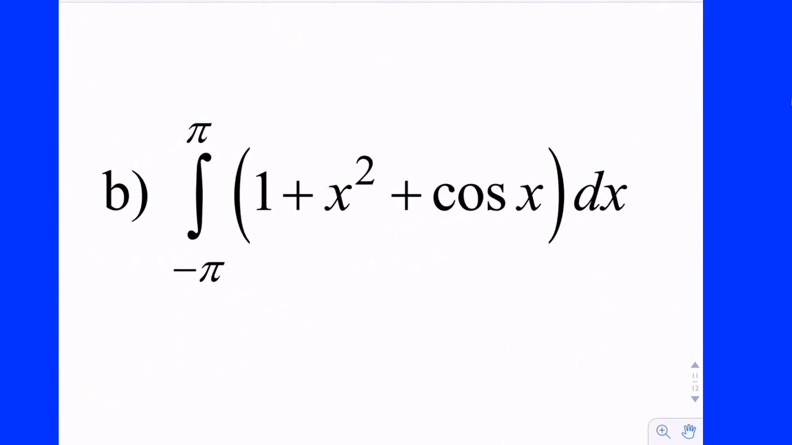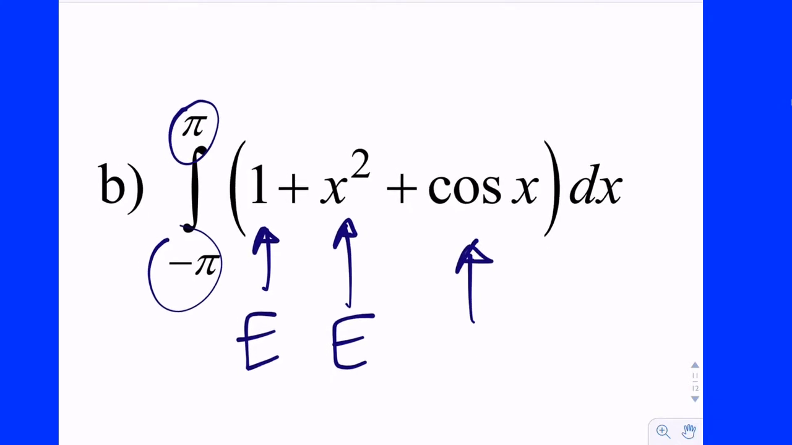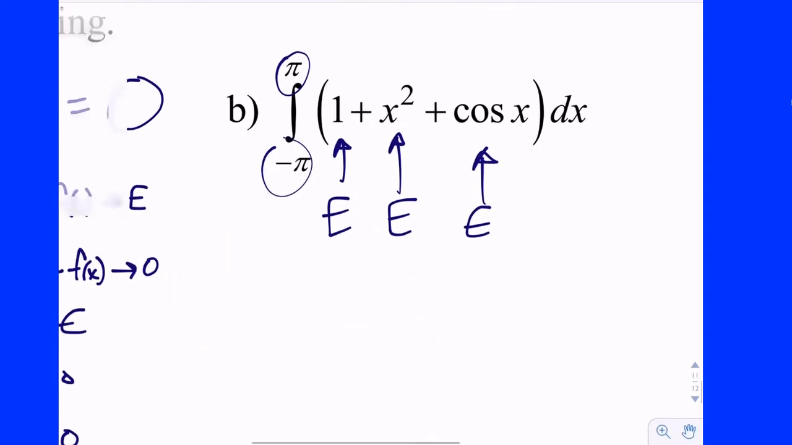Letter B, the integral from -pi to pi. Symmetry. Term by term. Is each one even or odd or neither? It's a horizontal line, y equals 1. Every constant is going to be an even function. X squared, even. Cosine, even. So is it 0? They're all even. No, that only works for odd.